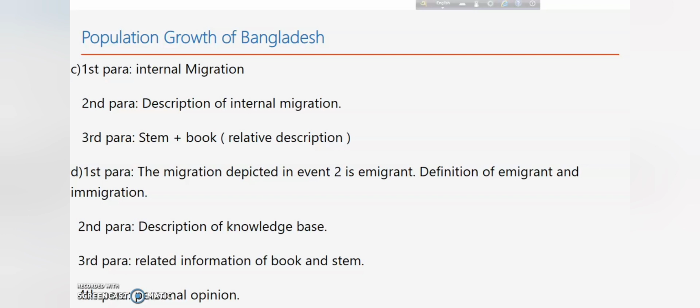I partially agree with the statement that the migration mentioned in event 2 is the main cause of population decrease, because the main cause of population growth is the difference between the birth rate and the death rate and the low death rate.